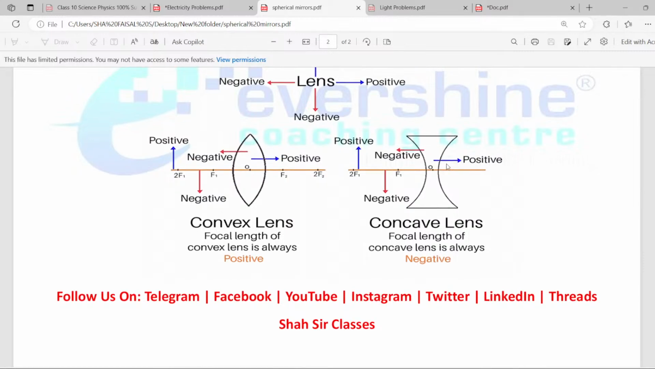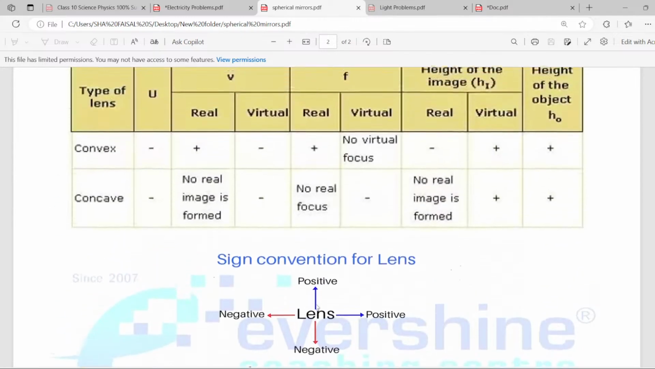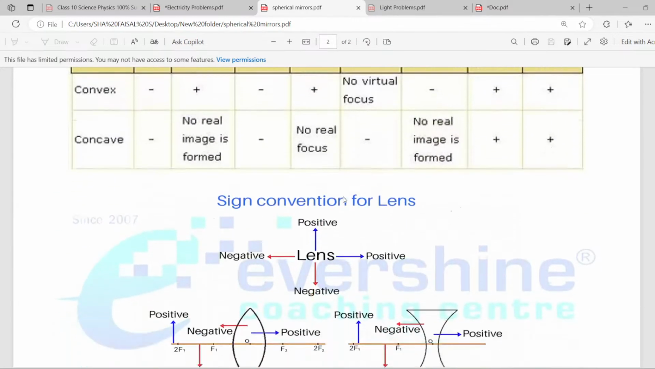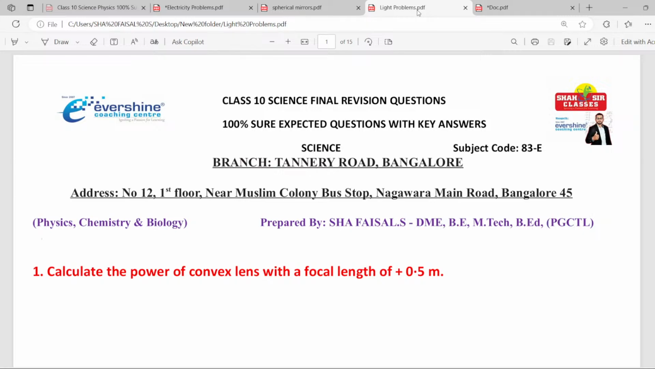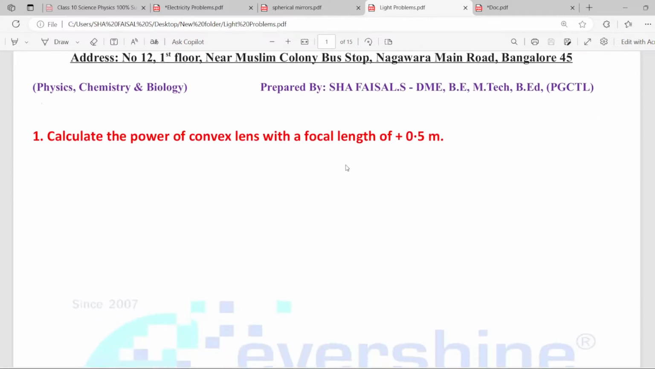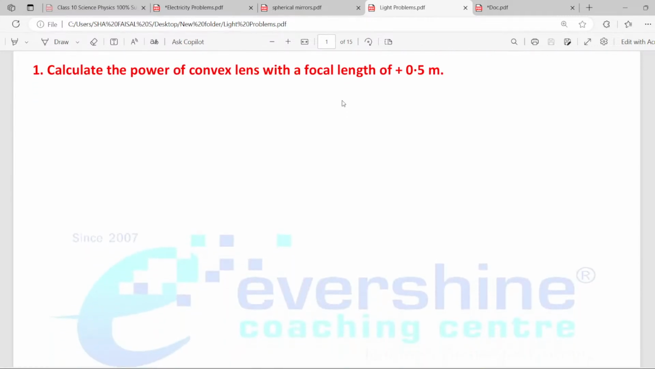I think you have understood the sign conventions here. So this is called sign conventions: when to take negative, when to take positive. Okay. Now let me start solving the problems. The problem is on the screen. Let me start solving the problems of the chapter light.